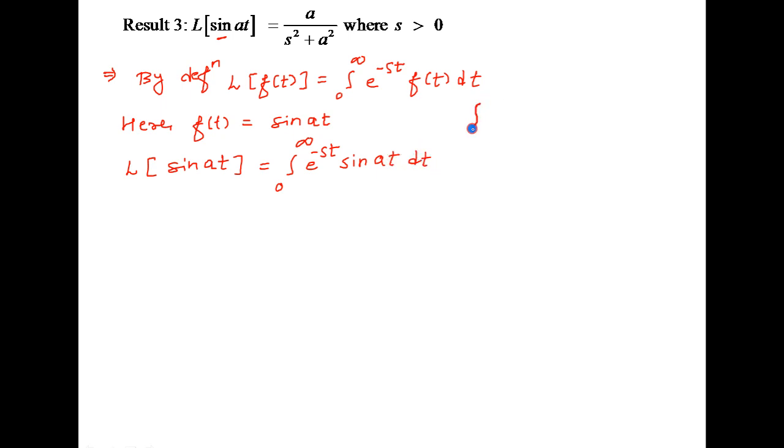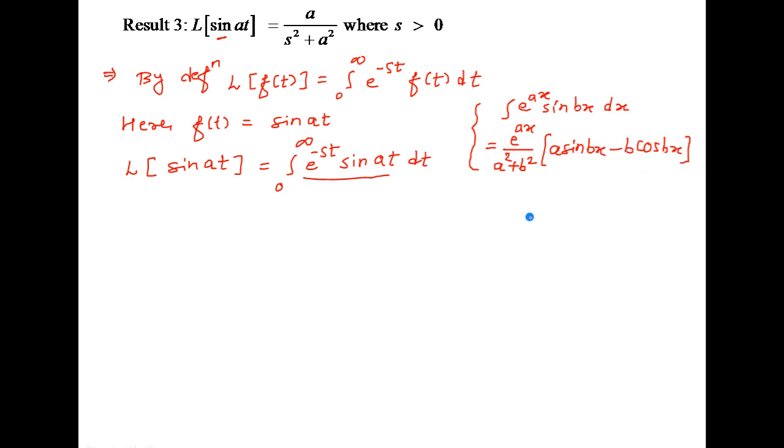But here we are going to use a result because we cannot solve this integration directly. We have a result: integral of e to the power ax sin bx dx, that we can write as e to the power ax upon a square plus b square in bracket a sin bx minus b cos bx, and in this formula you have to replace a and b. So what is a here? Minus s, and what is b here? a. So you have to replace a by minus s and b by a.